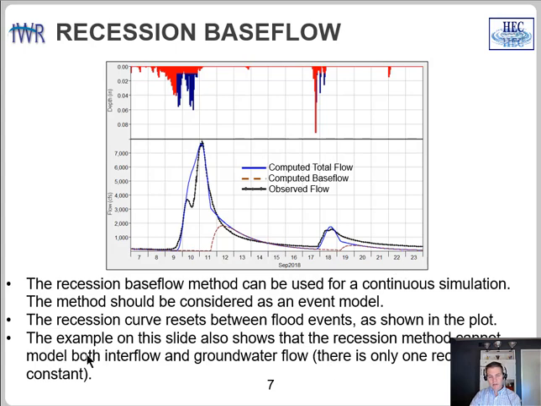This last bullet shows another example where the recession method cannot be used to model both interflow and the slower responding groundwater flow. You can see I've tried to approximate both, but for interflow, I'm overestimating the runoff, or the recession curve for interflow, and then underestimating the portion of the hydrograph for the slower responding groundwater flow. So it's not going to be possible to model both, but you can do better and approximate both if you set that coefficient appropriately.